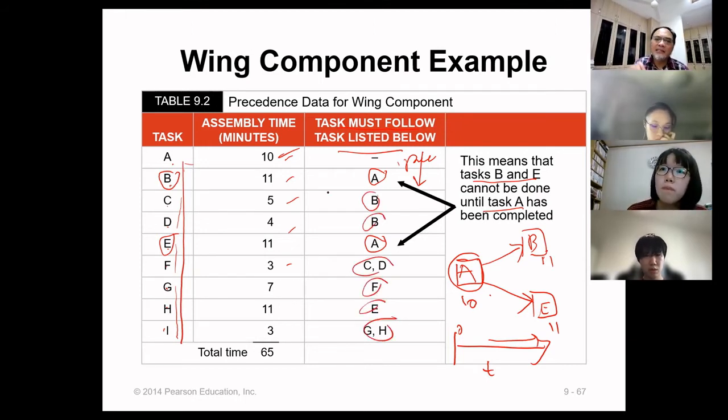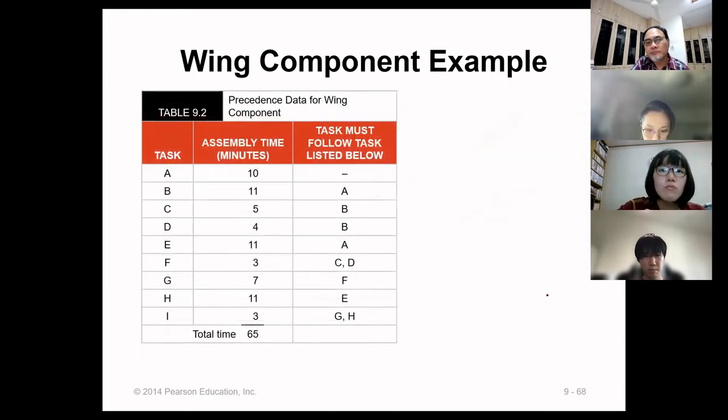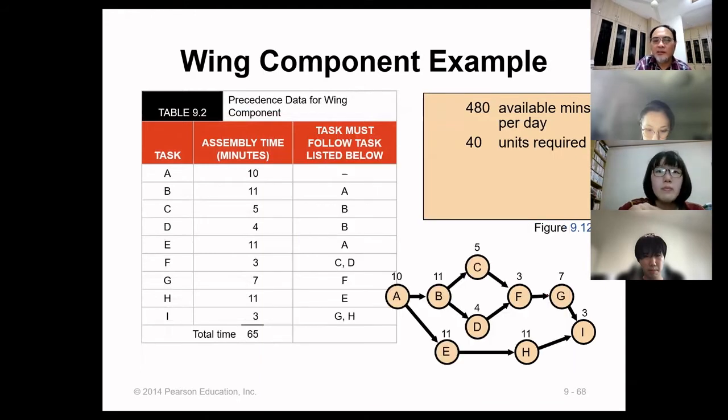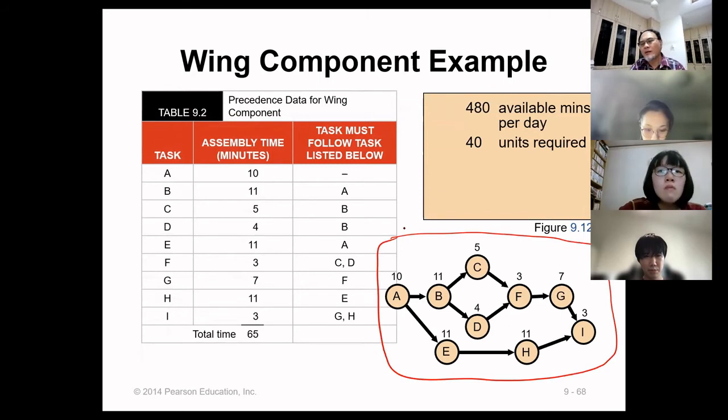So you need to develop the precedence diagram based on this relationship. This is the precedence diagram. You can do it after the class. You can see the logic of it. It's just logic. B and E are here. C is here because of B, and so on. And there is time for all the work elements.